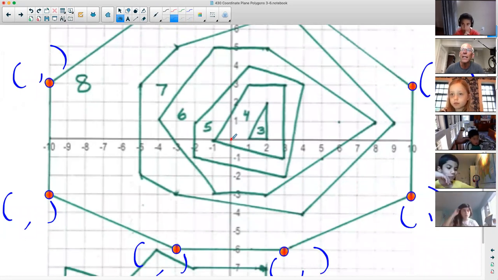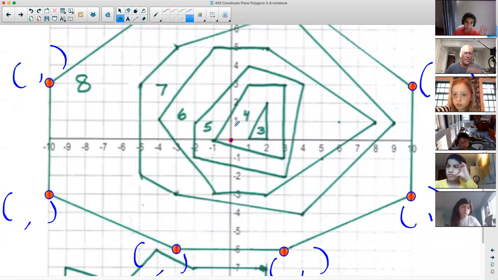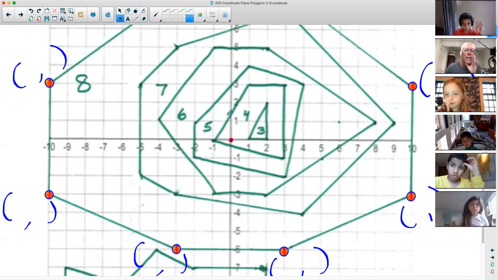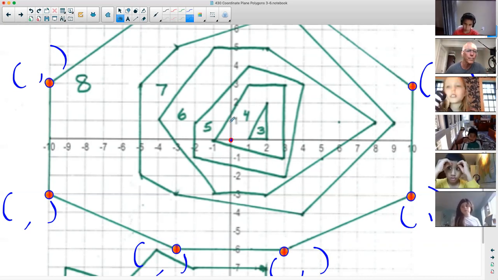In the very center, we have a point that is called, does anybody know what that point is called in the very center? It has two names. Farum, I want you to learn how to raise your hand electronically. I'm going to call on you, but you've got to raise your hand electronically. Now I'm going to call on you. Farum, what is that point called? (0, 0).